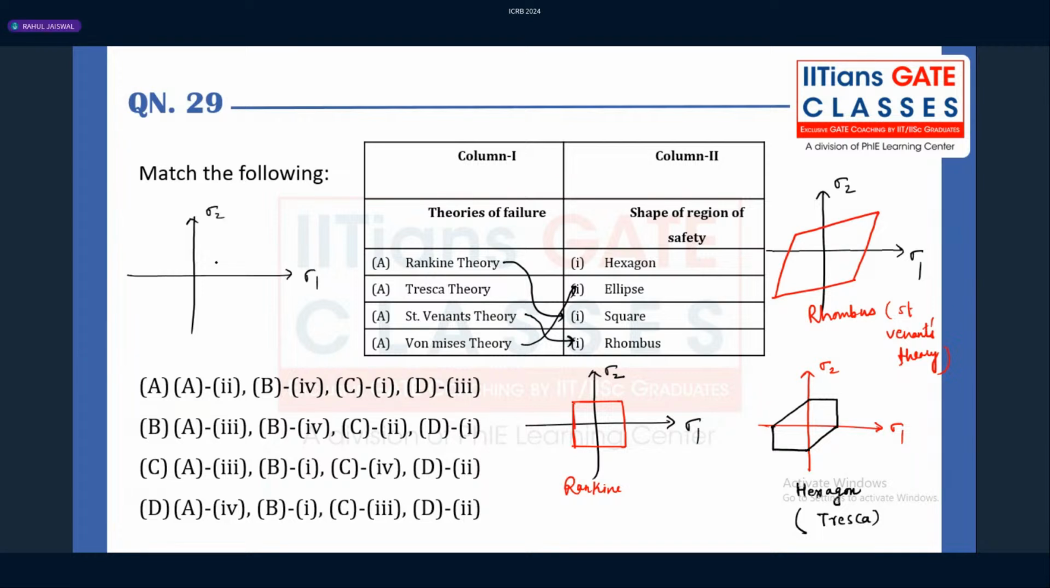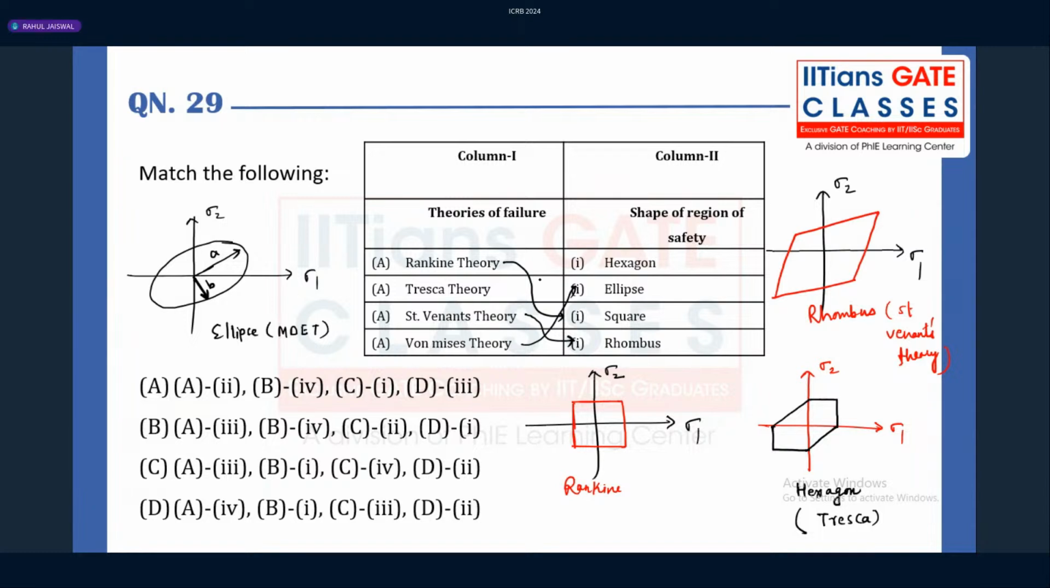Sigma 2 versus sigma 1. So you are going to get the ellipse, guys, which is having semi major axis A, semi minor axis B. So again, you are going to get an ellipse for what, guys? Maximum distortion energy theory. We also call this as von Mises theory.